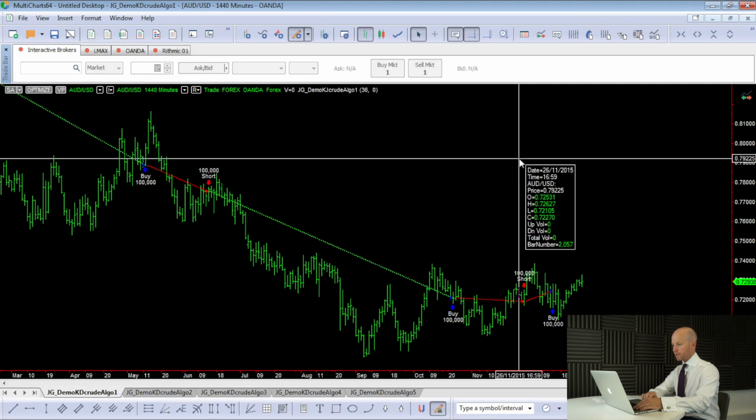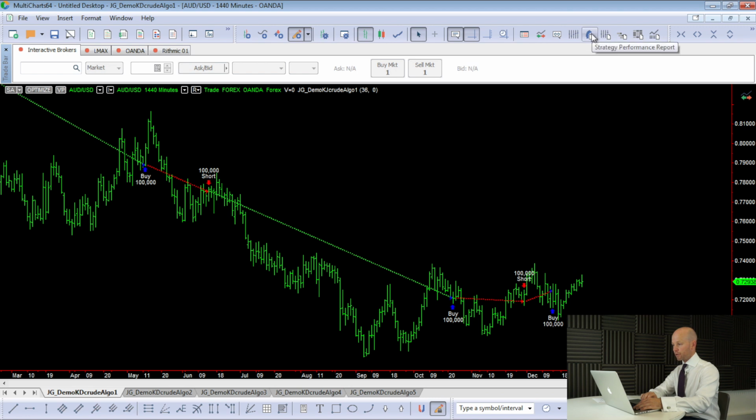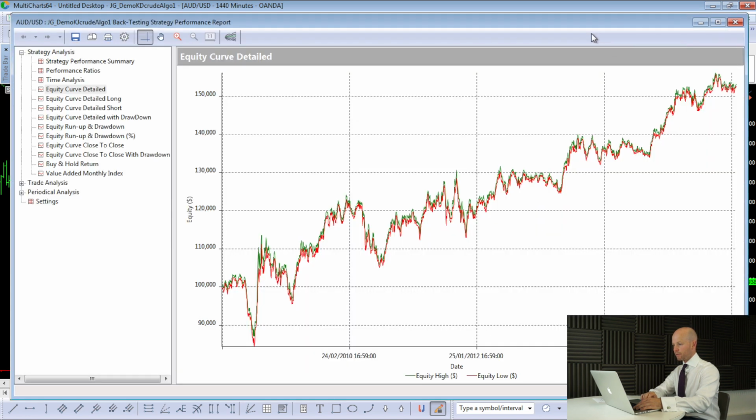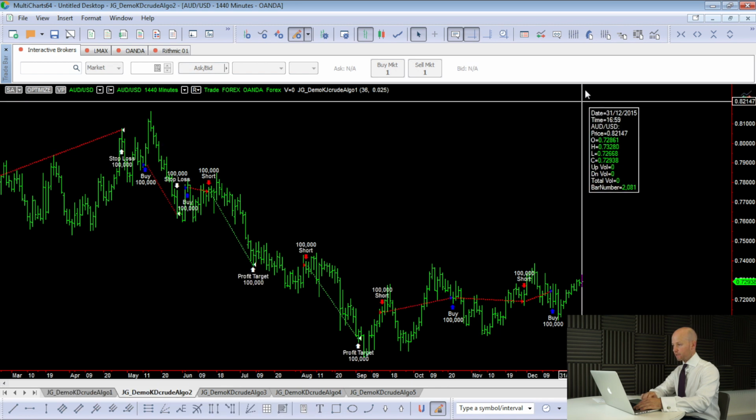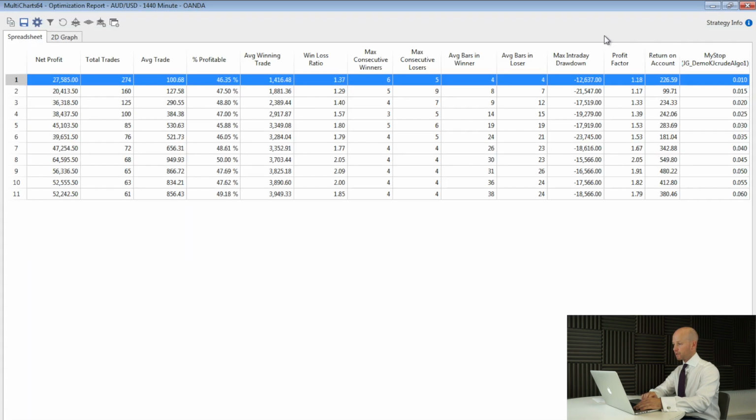So I have 36 applied to this chart. So let's have a look at the equity curve. And there's the equity curve, which is not a bad equity curve at all. So the next thing I want to do is look at that stop loss value. And you've guessed it, I've done an optimization. And I've optimized from 100 pips right the way through to 600 pips, and I've gone in steps of 50 pips.